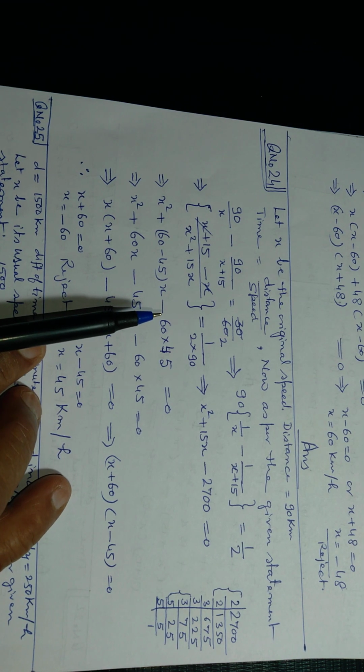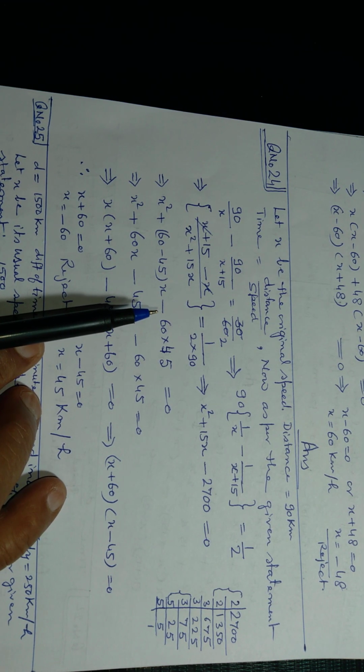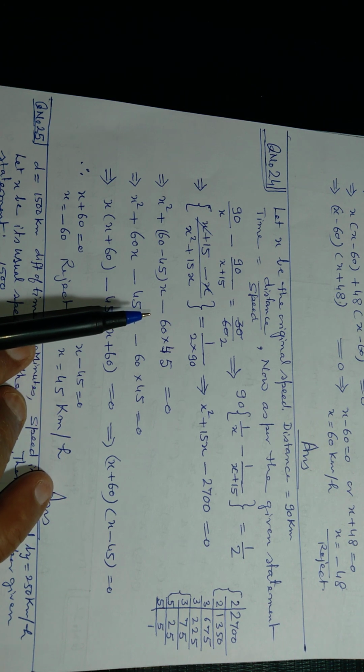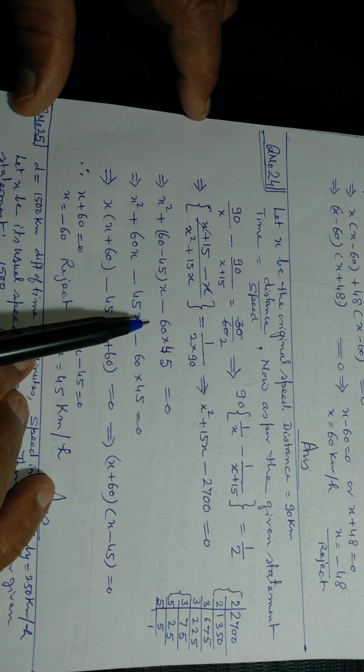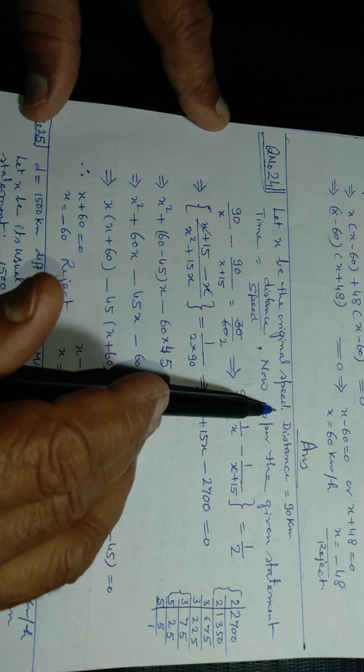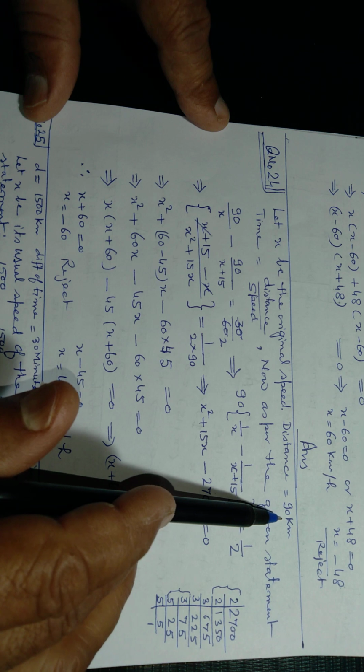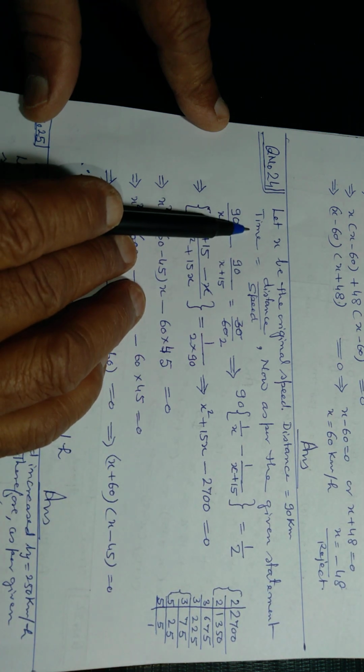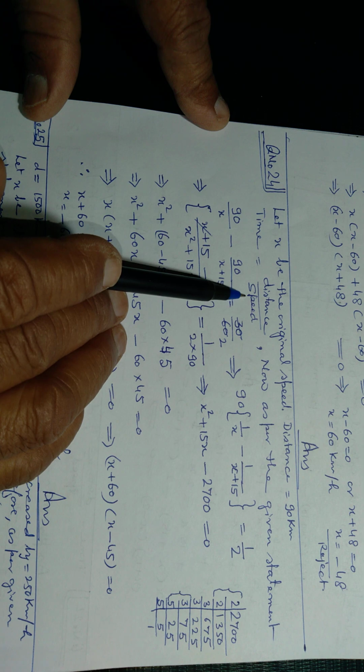which states that a train covers a distance of 90 km at a uniform speed. Had the speed been 15 km per hour more, it would have taken 30 minutes less for the journey. Find the original speed of the train. So here question number 24, you see, let x be the original speed. The distance is equal to 90 km given. The formula for this, time is equal to distance divided by speed.